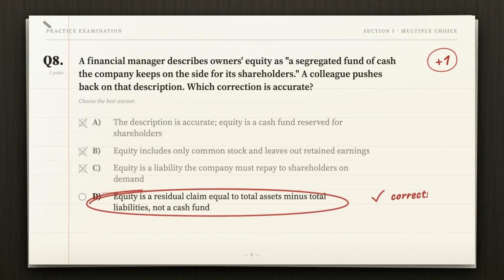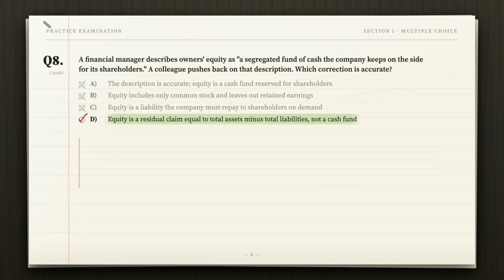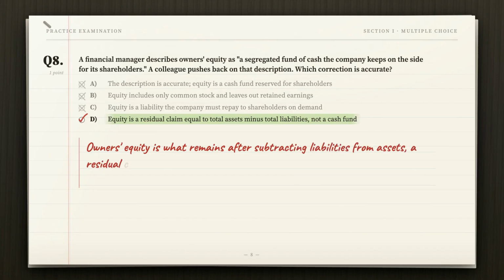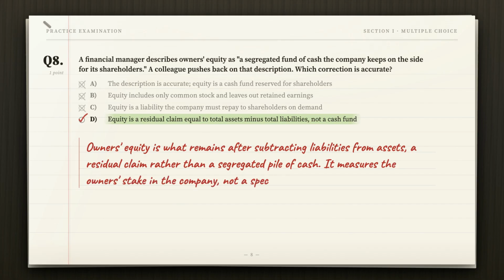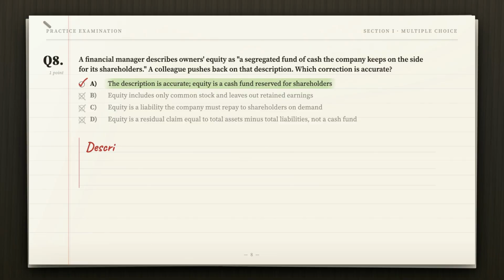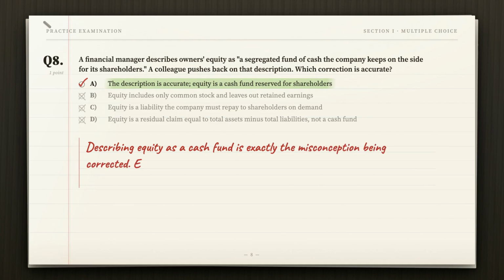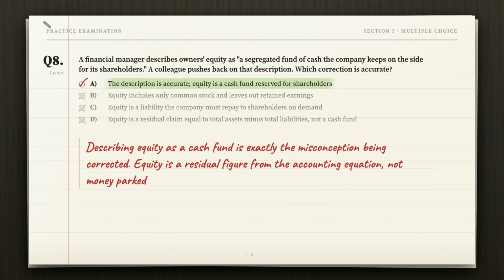The correct answer is D. Equity is a residual claim equal to total assets minus total liabilities, not a cash fund. D is correct because owner's equity is what remains after subtracting liabilities from assets, a residual claim rather than a segregated pile of cash. It measures the owner's stake in the company, not a specific bank balance set aside for them. A is wrong because describing equity as a cash fund is exactly the misconception being corrected. Equity is a residual figure from the accounting equation, not money parked in an account.